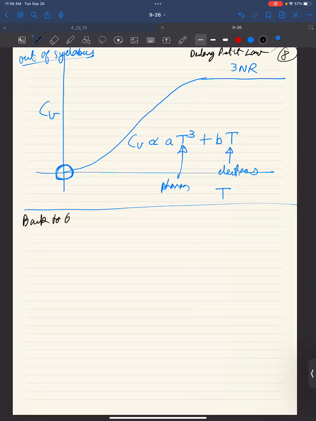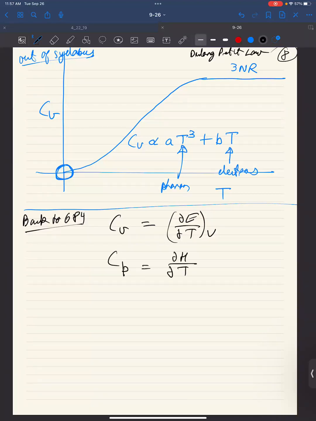Back to 684. We just showed that CV, heat capacity at constant volume, is partial E by partial T at constant volume. Heat capacity at constant pressure is partial H by partial T at constant pressure. Should they be equal? Should they be different? Should one of them always be larger than the other one? What do you expect? The second one would be larger, because H equals E plus PV.